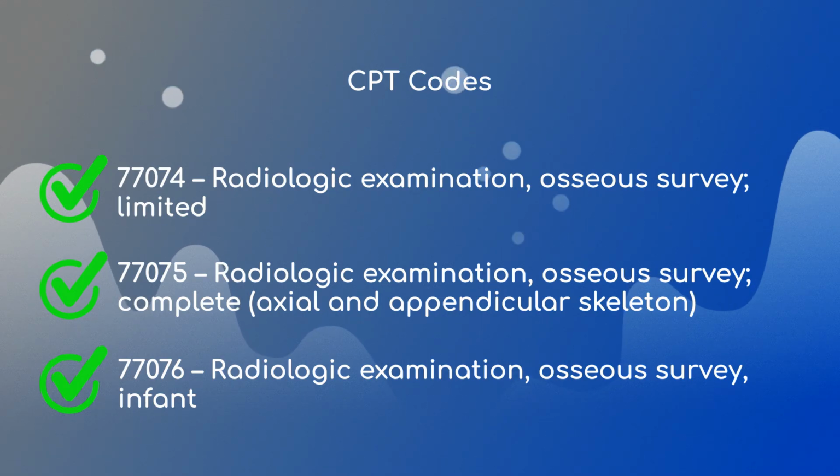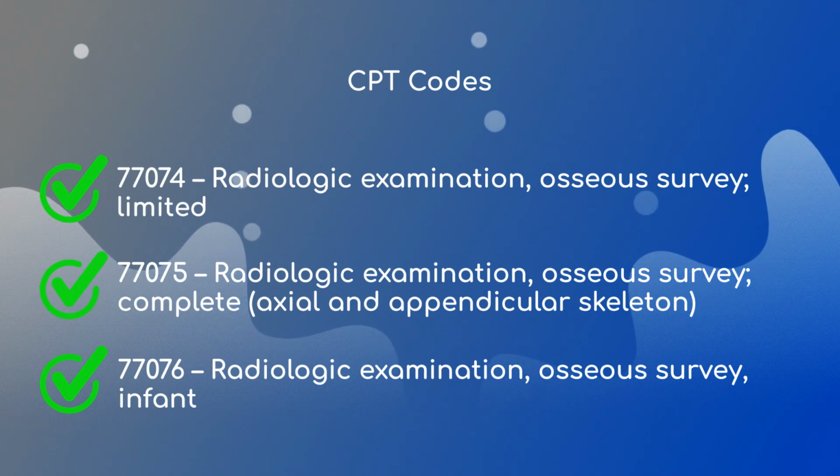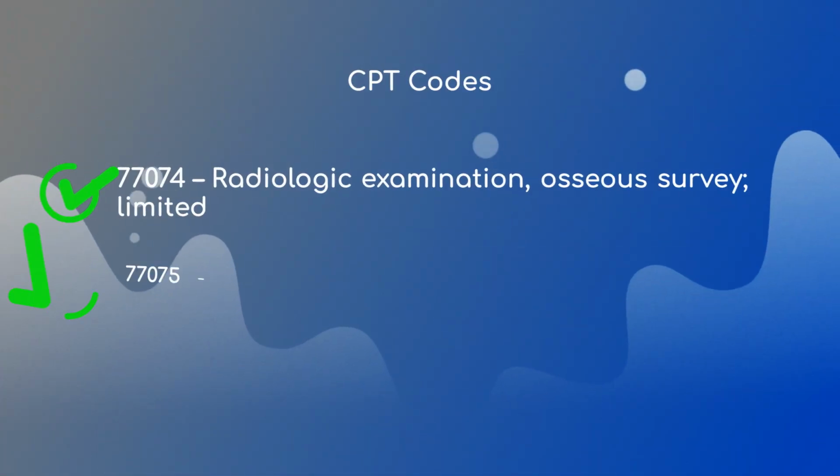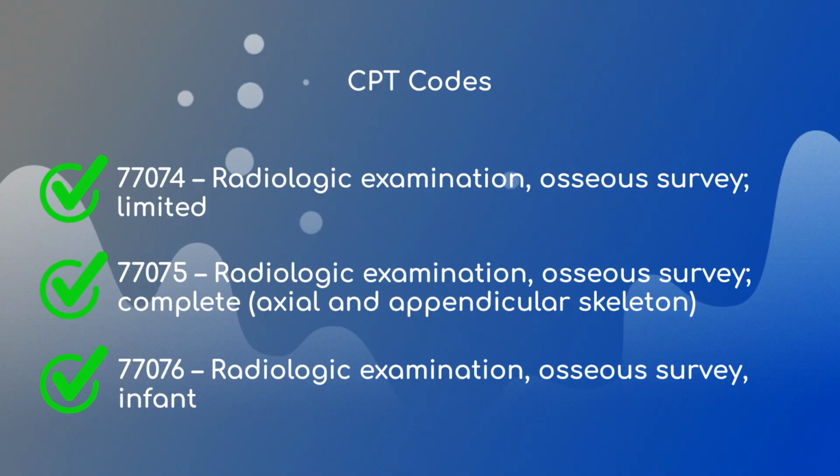77074, Radiologic Examination, Osseous Survey, Limited. This code is a limited survey used in patients of any age when imaging focuses only on specific symptomatic areas, for example, for metastases evaluation.